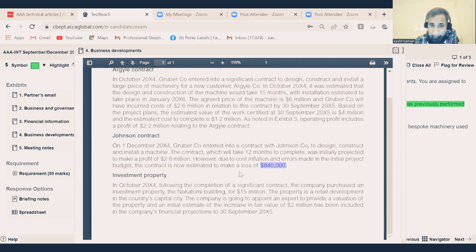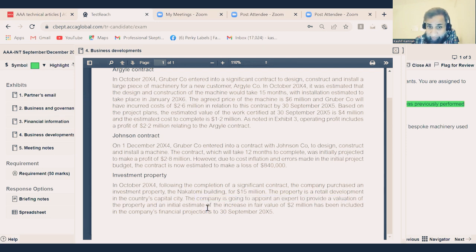Investment property. Okay, how much is the fair value of investment property? 2 million. The company is going to appoint an expert to provide a valuation. Has the expert already done a valuation? No. The company is going to appoint. So have they already appointed an expert? No. So who has determined the $2 million?